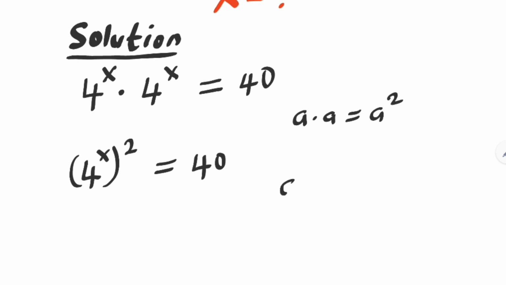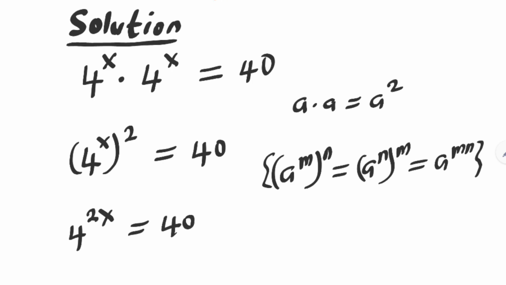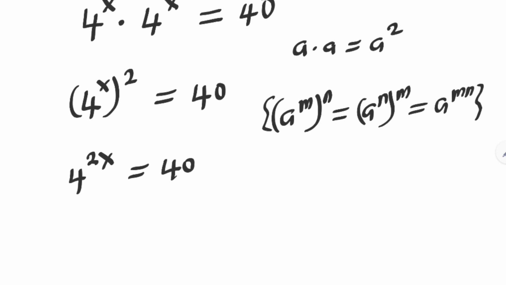If you have a raised to power m to the power of n, this is equal to a raised to power mn. This can be written as 4 raised to power 2x is equal to 40. Let us take the log on both sides of this equation. Log 4 raised to power 2x is equal to log 40.